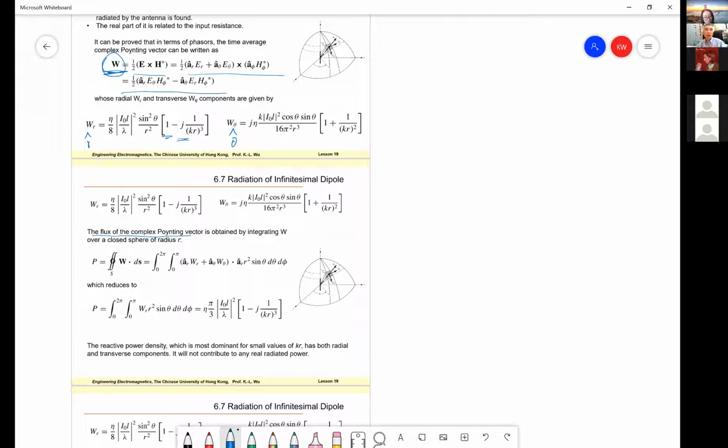Complex power is not new. In circuit theory, you also have complex power. Complex power means you have a real part, which is the real power, and an imaginary part, which is the stored energy. That energy is stored by inductors and capacitors. And you also have mutual coupling and mutual coupling capacitance. So that stored energy is the imaginary part.